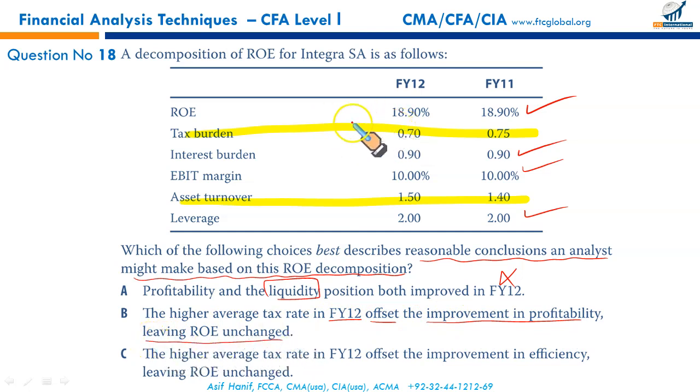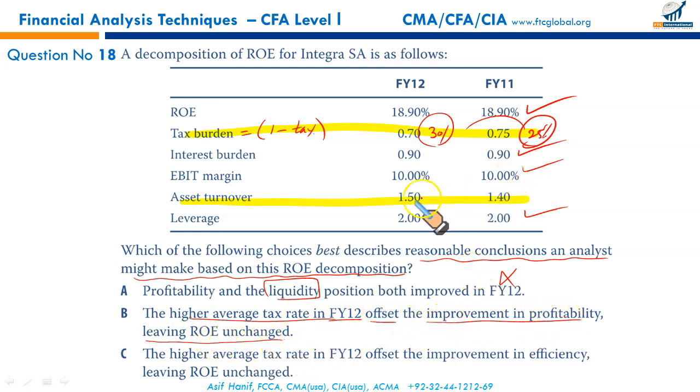Tax burden, if you remember, I told you tax burden is equal to 1 minus tax rate. If it has been calculated as 0.70, then what would have been the tax? 30%. If tax burden has been calculated 0.75, the tax would have been 25%. Yes, tax rate has increased from 25 to 30. The average tax rate has gone up, higher average tax rate. This has offset the improvement in profitability, leaving ROE unchanged.